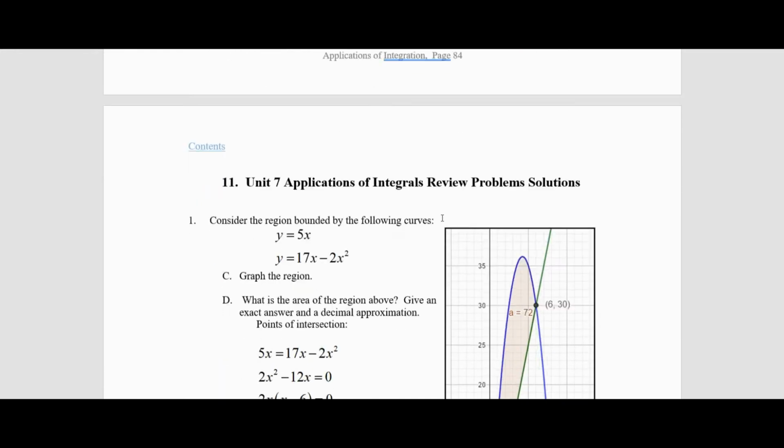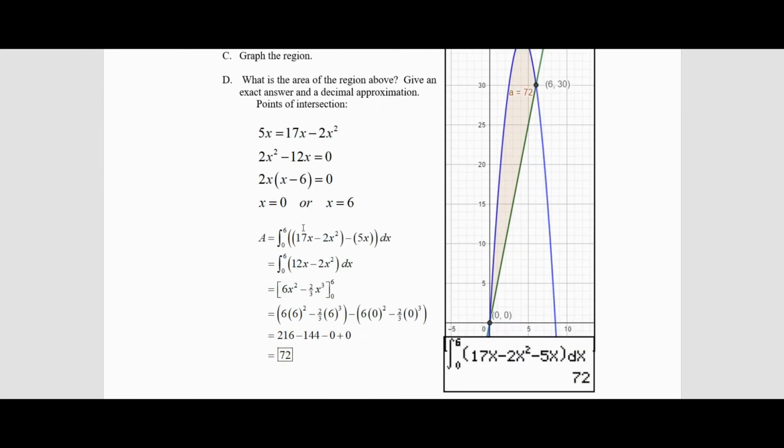So what we're doing is integrating the top curve minus the bottom curve over that interval. So 17x minus 2x squared is the top curve in that region, and 5x is the bottom one. We're going to go from 0 to 6. Subtracting there, we get 12x minus 2x squared. Finding an antiderivative is easy. This is continuous on that interval, so we can use the fundamental theorem of calculus. The power goes up 1 to 2, divided by the new power. 12 divided by 2 is 6. That power goes up to 3, divided by 3, that's negative 2/3 x cubed.